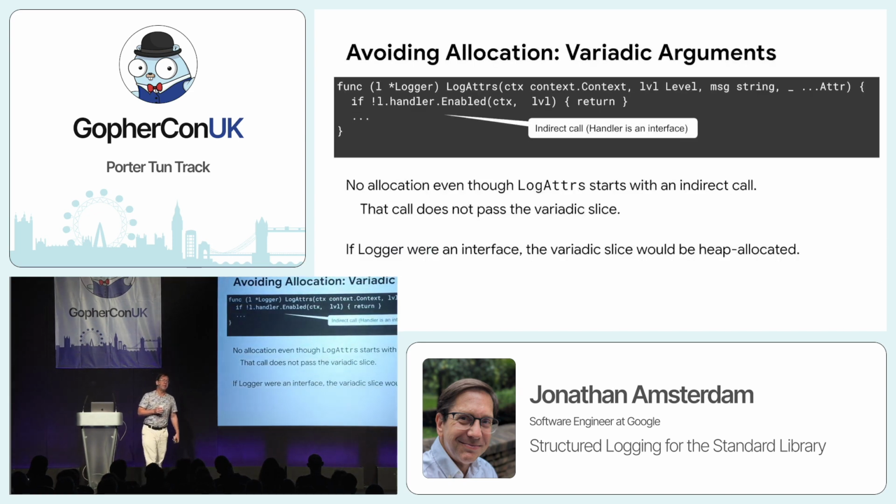And that's true even though the very first thing LogAttrs does is an indirect call. It calls handler.Enabled. Handler is an interface, so that's an indirect call. But it's not a call that includes that variadic argument, so it doesn't bother escape analysis. So when you have a disabled handler and you call LogAttrs, you do very, very little work, not even allocating memory for that slice.